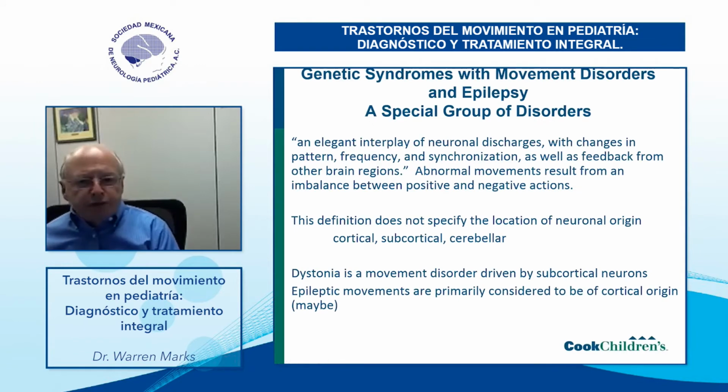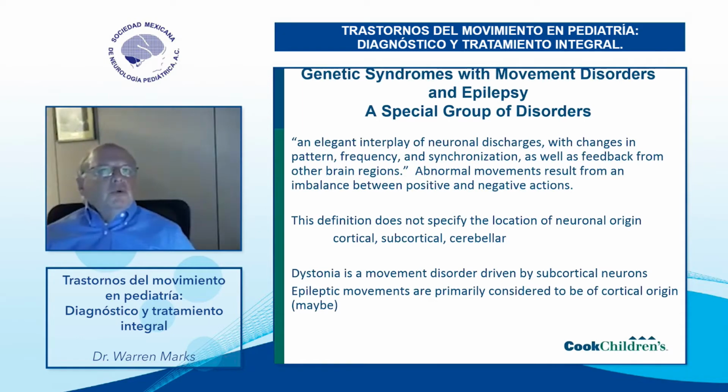So there's a special group of disorders that I want to mention, which are the genetic syndromes with movement disorders and epilepsy. This makes for a really complex management because you have dystonias and myoclonus and ataxia, and you also have convulsions of varying types, including myoclonic and generalized epilepsy, as well as partial epilepsies. This really highlights the fact that dystonia is a movement disorder driven primarily by subcortical neurons, whereas epileptic movements we generally consider to be movements driven by cortical origin. And even that's now come into question due to this group of disorders.